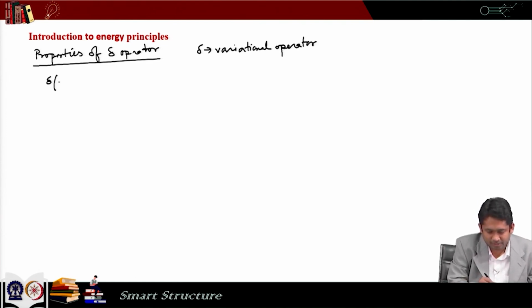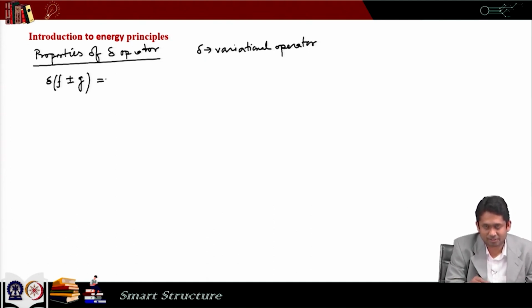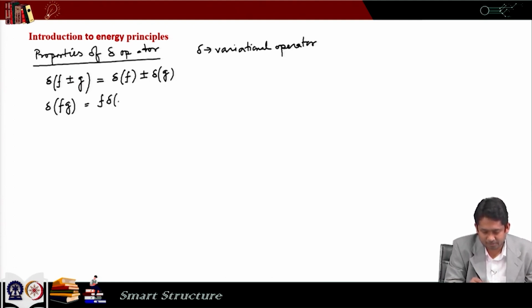First of all, if we have two functions f and g, and if we add or subtract them and take the variation of that addition or subtraction, then the result is addition or subtraction of the individual variations. If we multiply f and g and take the variation of the product, then this is this.